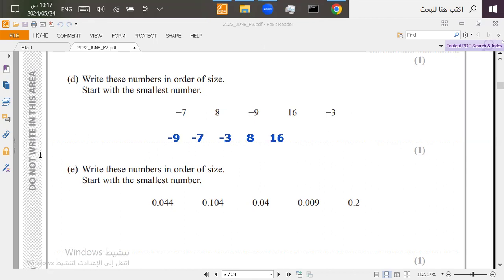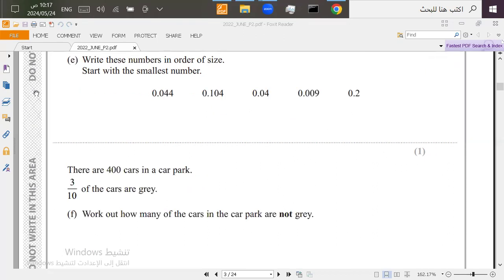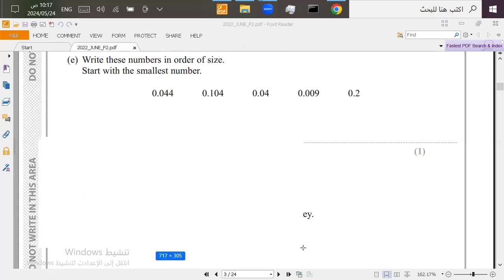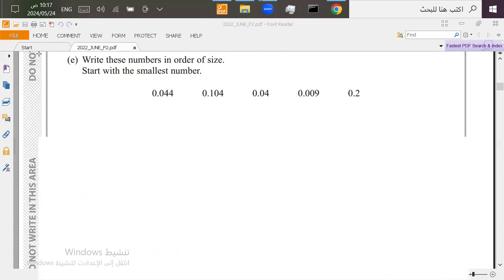Now, question E, write these numbers in order of size. Start with the smallest number. If you have a question like this with decimals, it's better to use the method that I taught you before, which is putting the numbers on top of each other and then putting them in order. Let me show you how. First thing you do, you write the numbers. The first one, 0.44, then 0.104, 0.04, and then 0.009, and then 0.2.